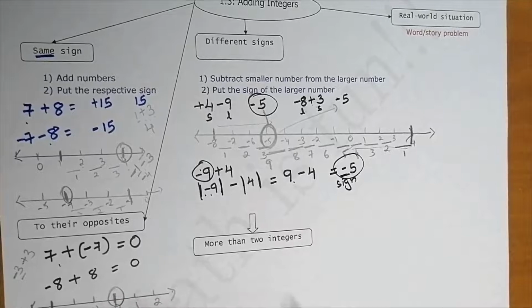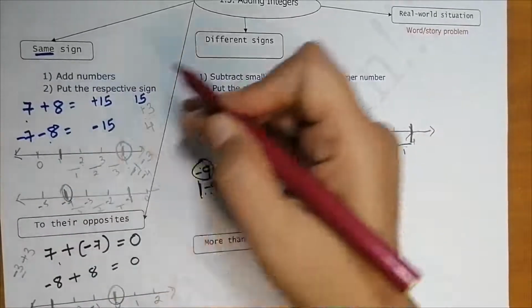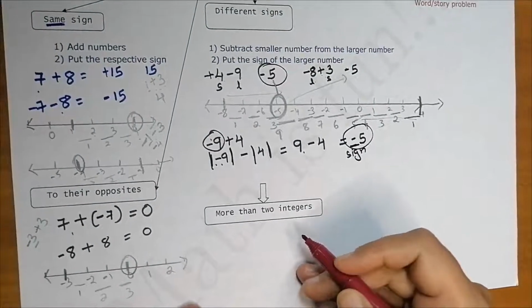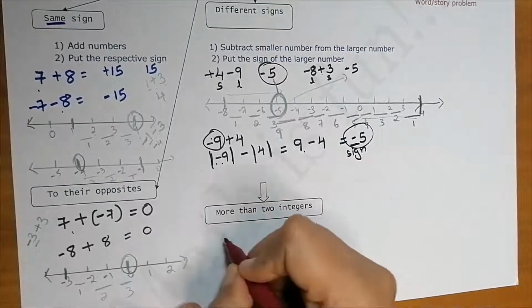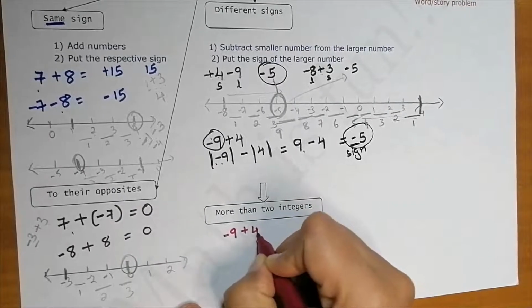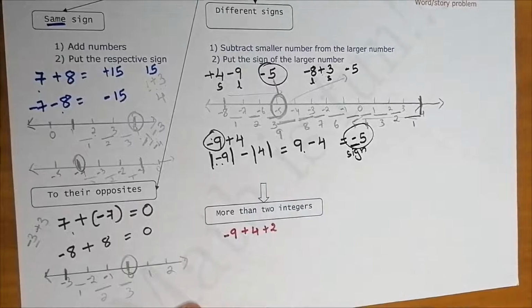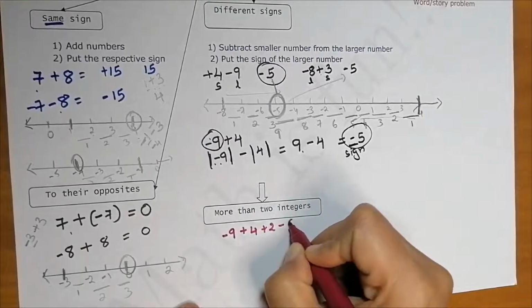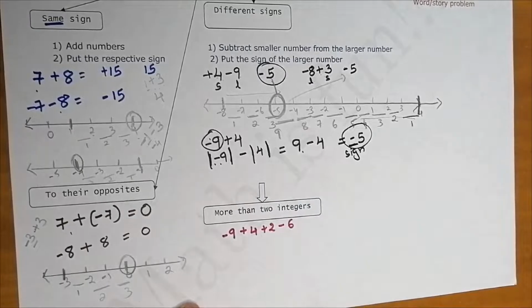More than 2 integers. It's the same method. Now it's a combination of all these things that we will have here. Okay, so let's understand this with the help of an example. Say, for instance, it's minus 9 plus 4 plus 2. How do you do this? Let's add one more, minus 6. Let's make it a bit bigger, okay?